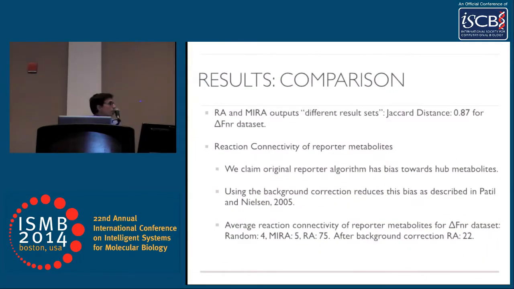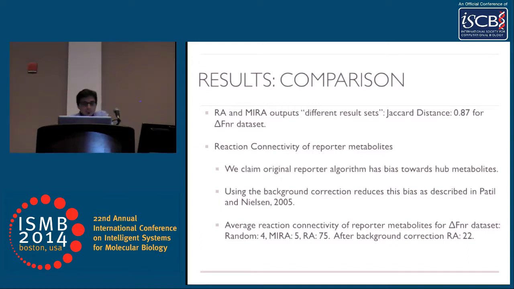Next, let me compare the reporter algorithm with our results. The first observation is that the reporter algorithm and MIRA find different result sets, with a Jaccard distance of 0.78 for the delta AFNR dataset. The second observation was a difference in the reaction connectivity for the reporter metabolites. So in the paper we claim that the original reporter algorithm has a bias towards hub metabolites. Then we had a correspondence with the author of the original algorithm, and he said using the background correction reduces this bias, as described in Patel and Nielsen 2005.